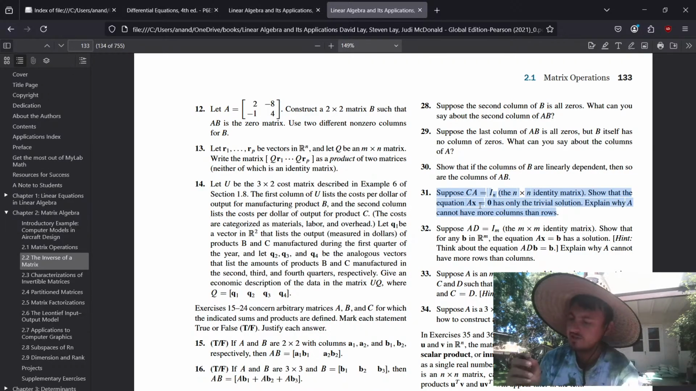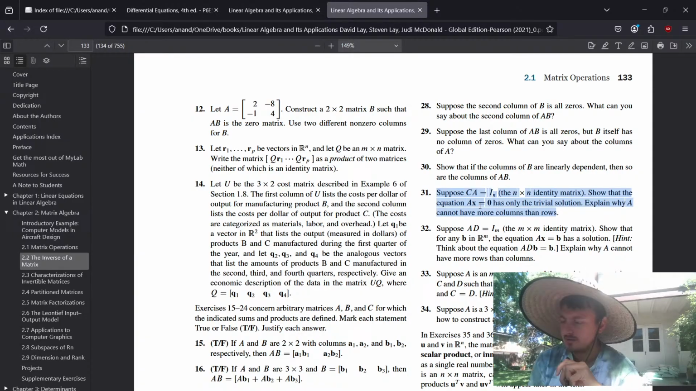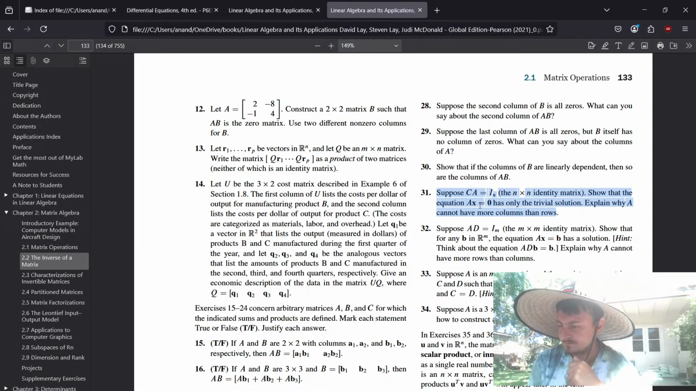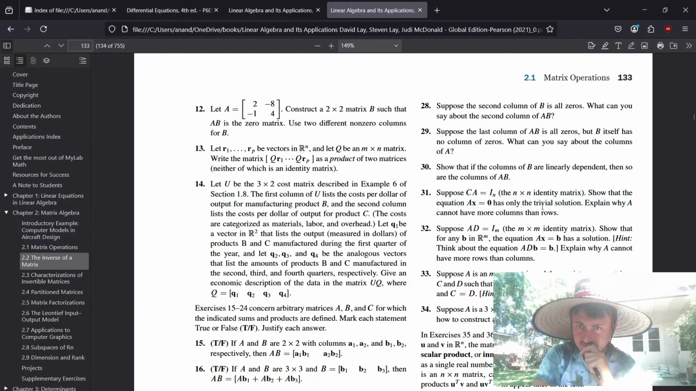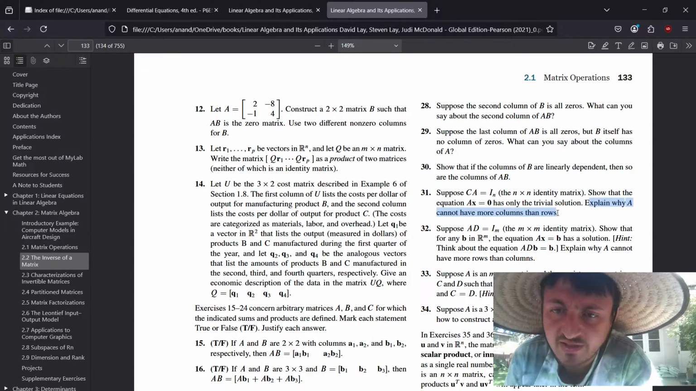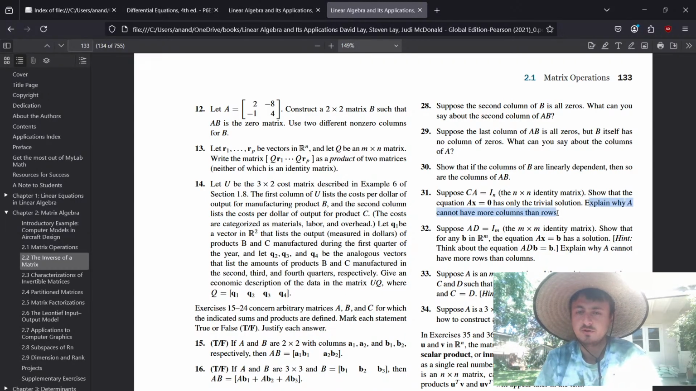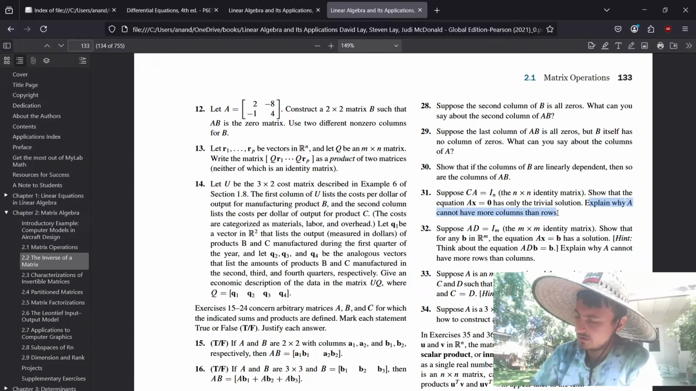Yeah, so my thing is that the second part, if it had more columns, then it would have a linearly dependent column, at least one. So that means that you could effectively make that column 0. And if that column is 0, then the matrix multiplication of C times A would have a 0 column, right?